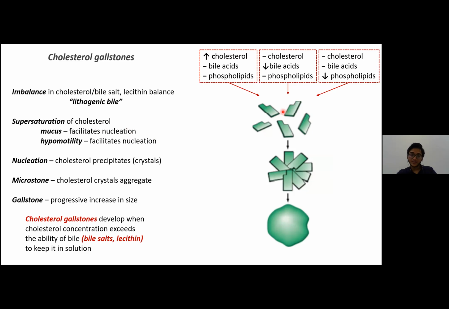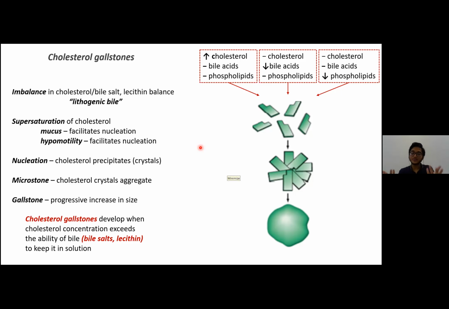So now we discussed the different components of bile: cholesterol, bile salts, and phospholipids, okay? Cholesterol causes gallstones. The job of bile acids and phospholipids is to basically prevent the cholesterol from causing gallstones. If you have a scenario where you have increased cholesterol, or decreased bile acids, or decreased phospholipids, this will cause precipitation of cholesterol. Remember, cholesterol is a lipid, right?